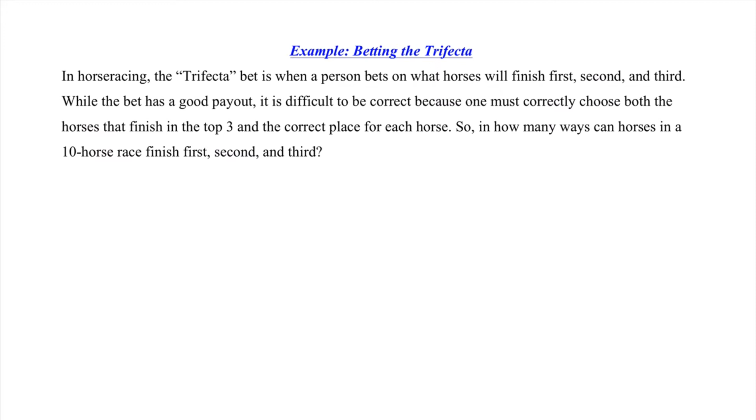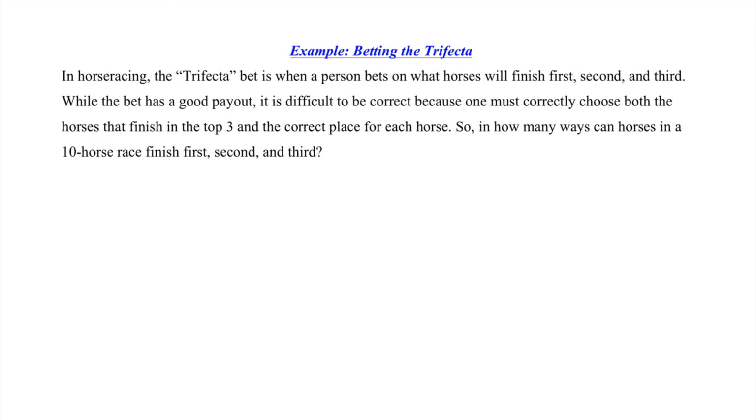This one has us discussing the idea of a trifecta. In horse racing, the trifecta bet is when a person bets on what horses will finish first, second, and third. So you're not just betting on a winner, you're saying I think this horse will win, this horse will finish second, and this horse will finish third. The bet has a good payout, but it's difficult to be correct because you have to choose correctly all three horses that finish in the top three and the correct place for each horse.